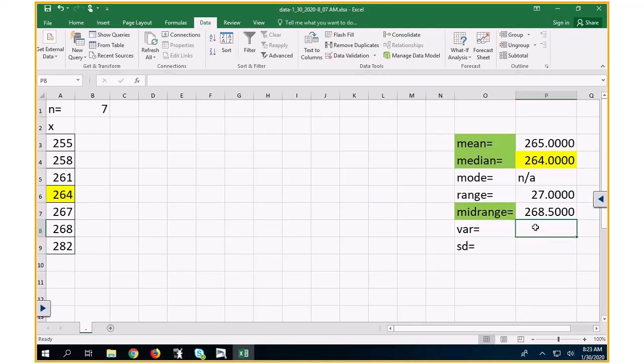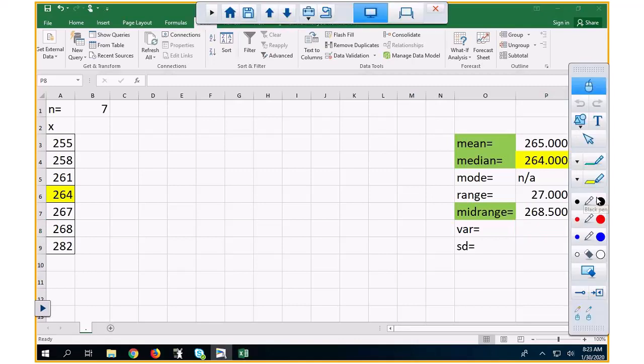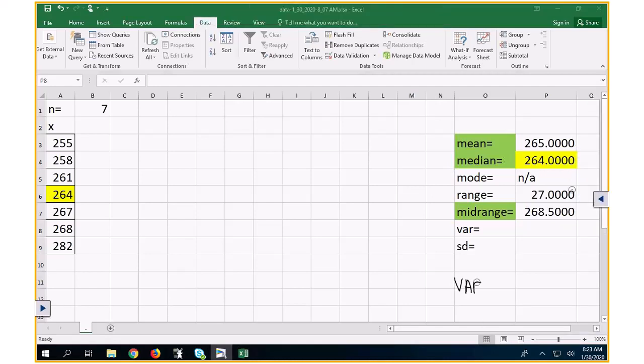Now the variance. I don't know if I put the variance formula on the board for you, so I will do it now, if this old software will cooperate. The variance is equal to the summation of x minus x bar quantity squared over n minus 1. Did I give y'all that the other day? Yes or no? Yes. Okay.